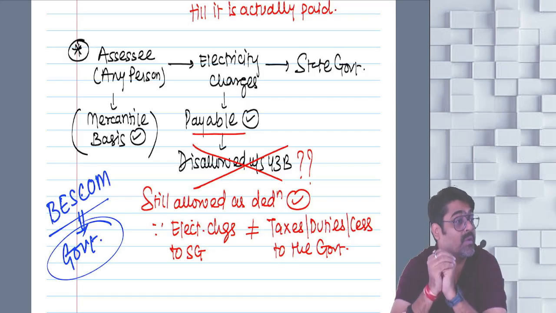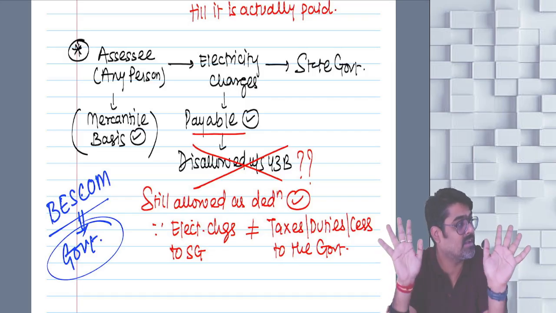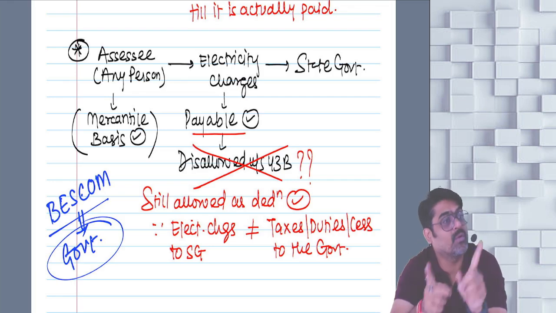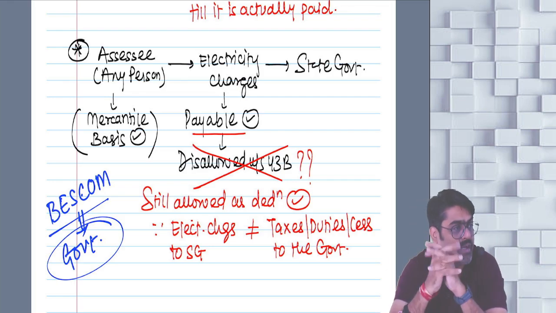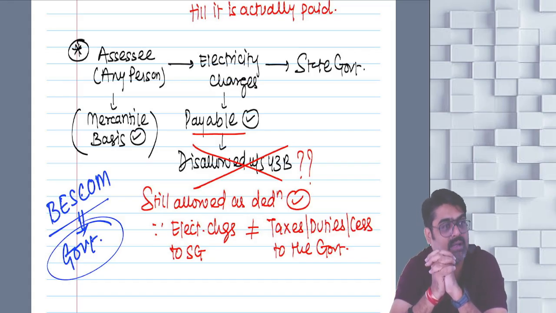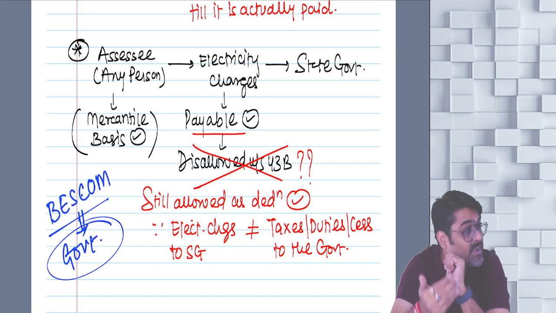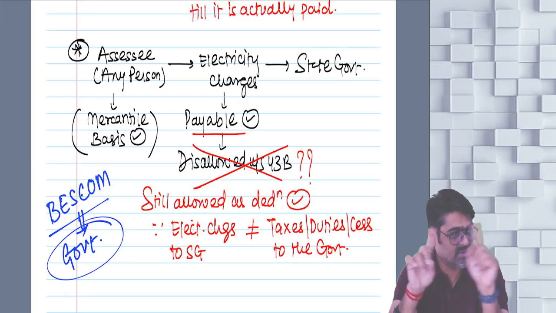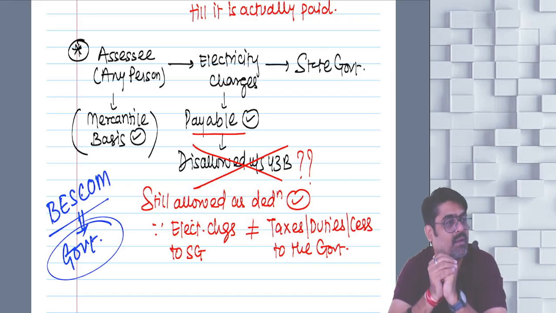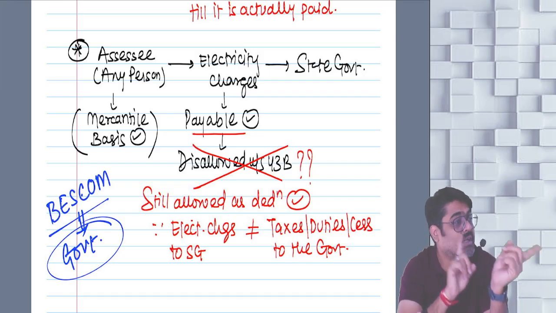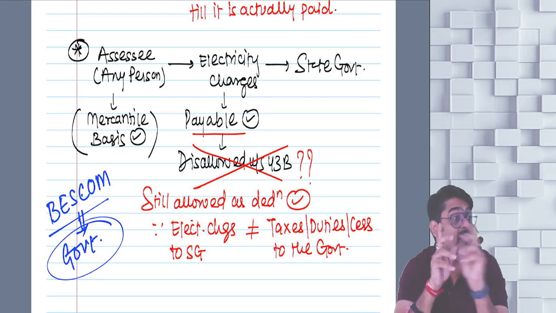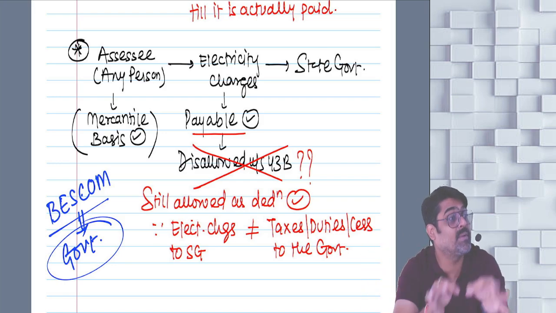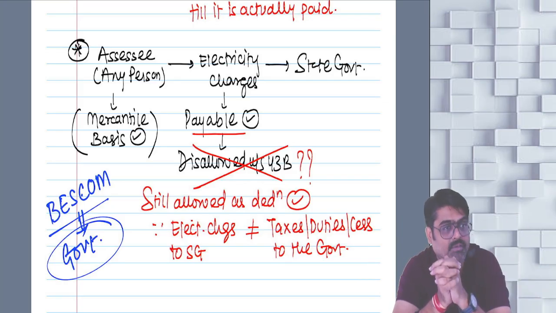So if you are following the mercantile method of accounting, then all the business expenses will be allowed on mercantile basis. Can you claim this expense on mercantile basis? The answer is yes. Because the payment is for electricity, even if it is payable to the government, it is not in the nature of taxes, duties, cess, etc. On that you cannot apply 43B. So this year's electricity charges payable, if you follow mercantile basis of accounting, will still be allowed as a deduction even if payable to the government. Why?